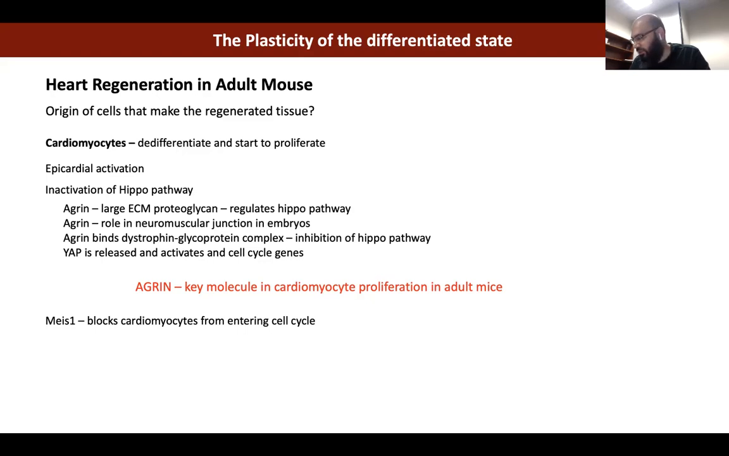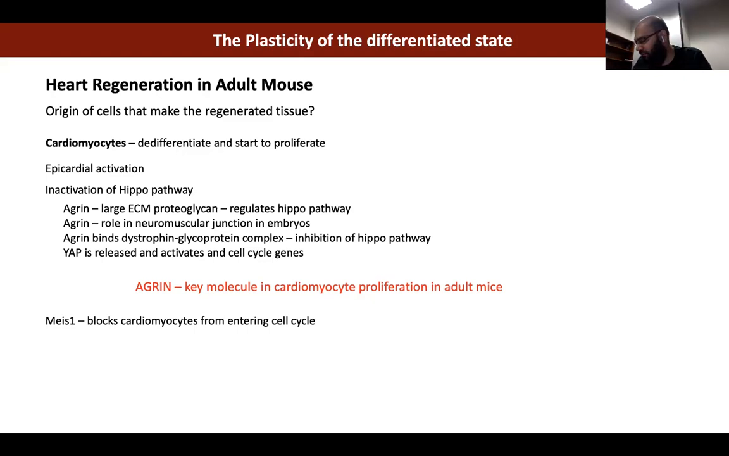Another transcription factor that is required for embryonic heart development is MEIS1, and it blocks the cardiomyocytes from entering the cell cycle. So you need to block this MEIS1 factor in order for cardiomyocytes to start entering into the cell cycle again and de-differentiate.